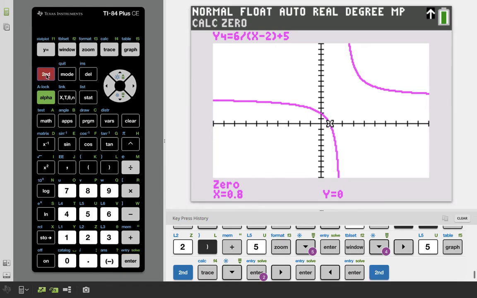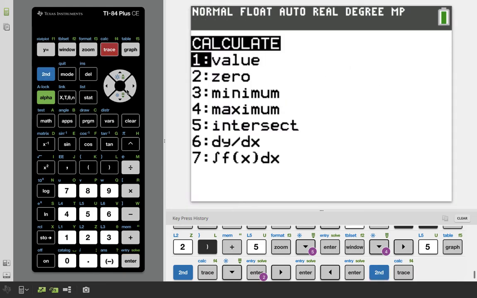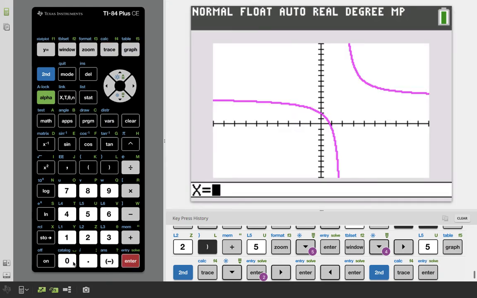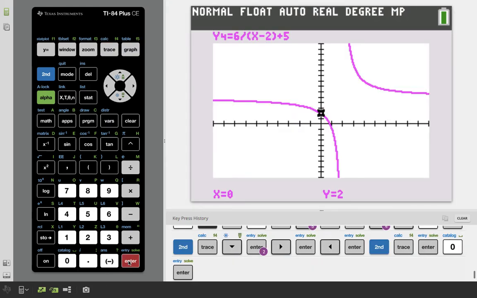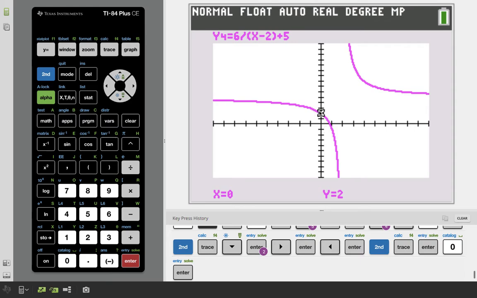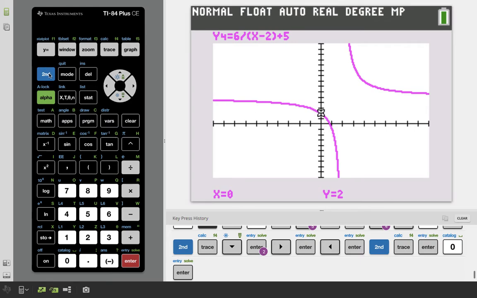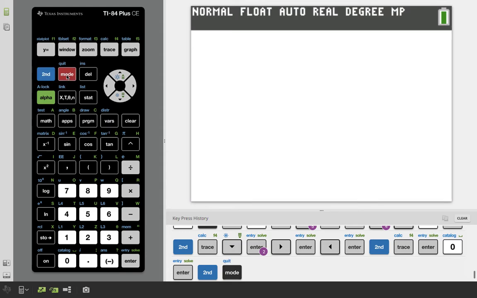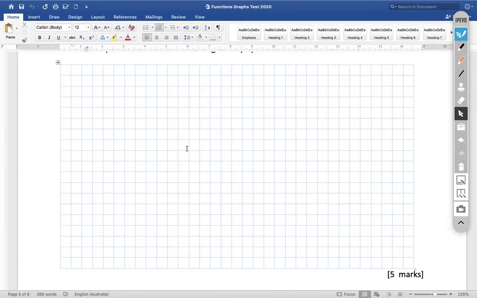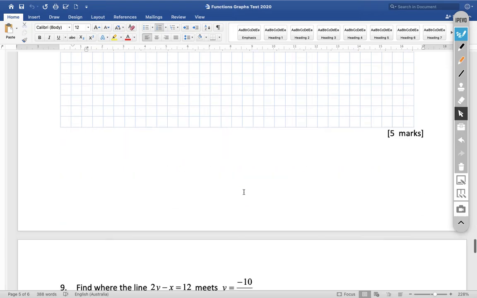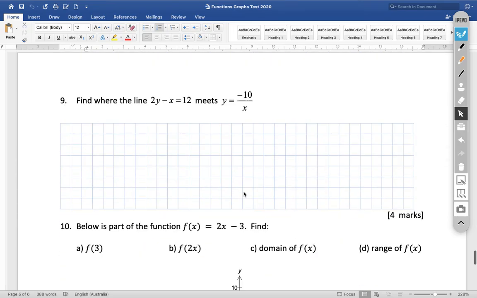If I want to find the y-intercept, there isn't a y-intercept in the TIs, but there's this value. So when the x equals 0, click, there it is, right? Y equals 2. I think it's a good idea to label axis intercepts when you're getting 5 marks for a sketch. Make sure you get all those marks.